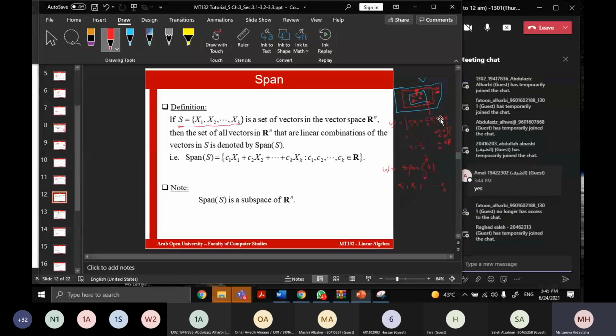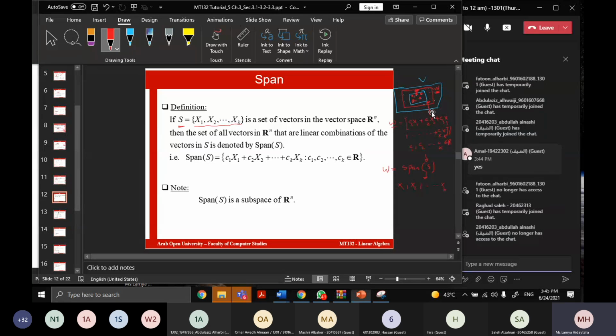Every time you just put some real numbers there: 1, 3, 5, 19, half, whatever. And then you get a vector. Then it is there. Next time, other numbers, then you get another vector, and so on. Got it?